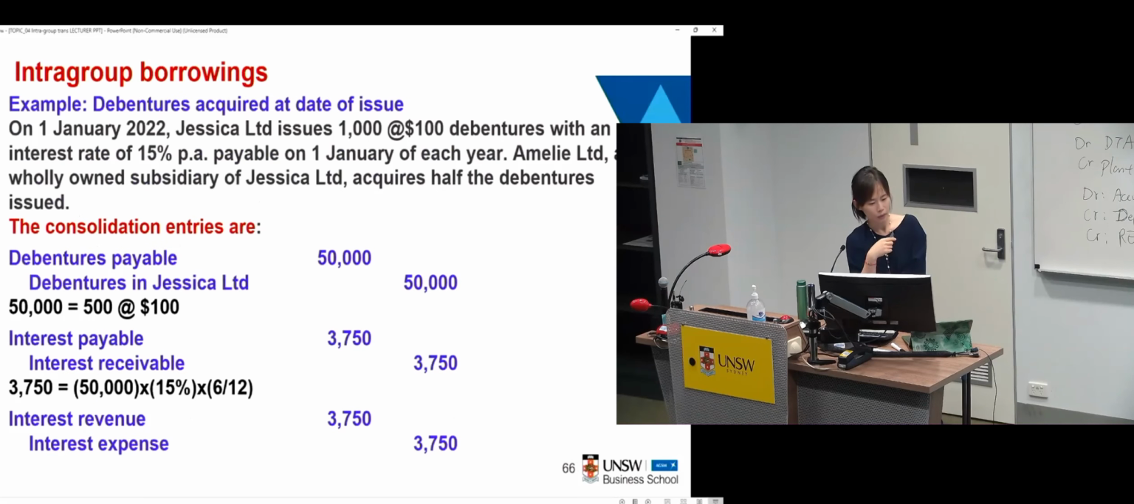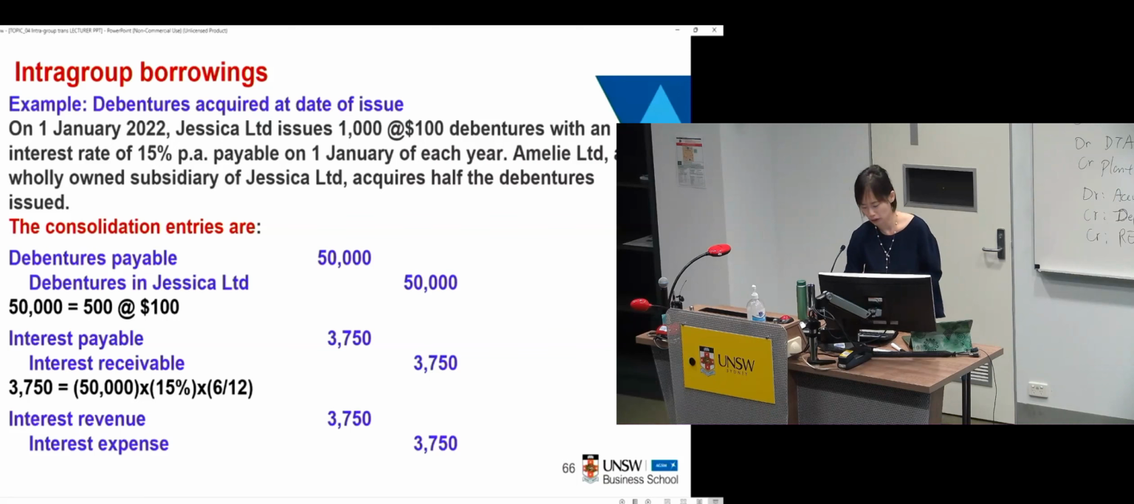Now let's give an example. So look at this example here. We have Jessica, the parent company, issued 1,000 debentures, face value 100 each. There is a 15% interest attached to that debenture, and interest is payable on 1st January each year. Now Amelia is a wholly owned subsidiary of Jessica, and acquired half the debentures issued.